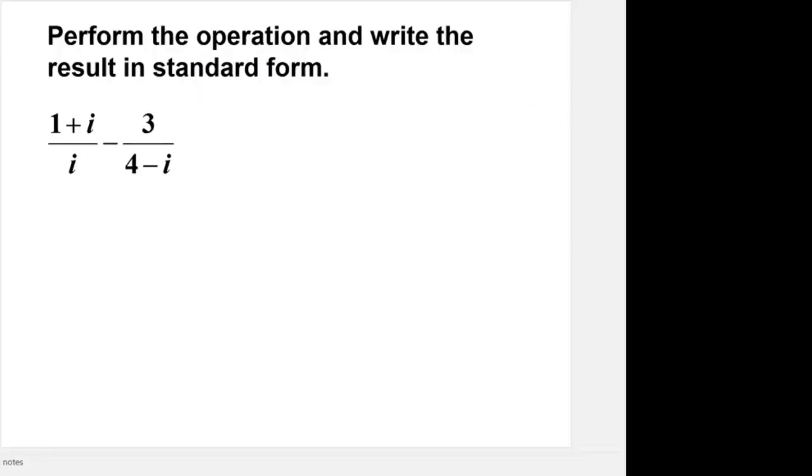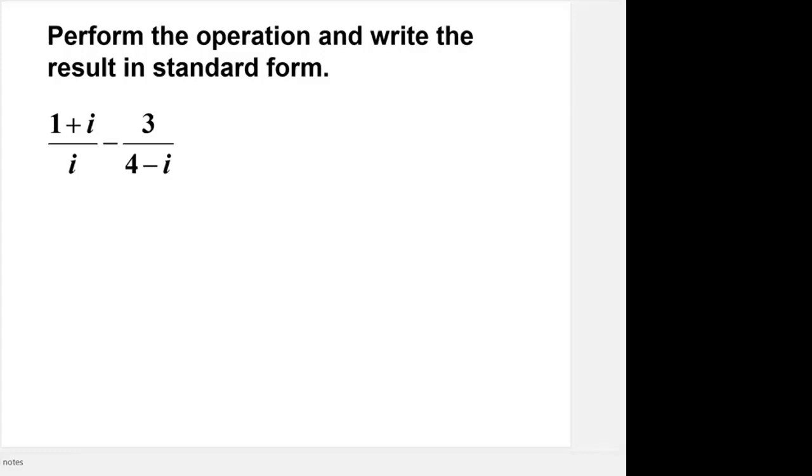I want to write this in standard form, which is a plus bi. Anytime you see standard form for complex numbers, a plus bi, the easiest thing to do is find a common denominator. Or we can turn these both into standard form and then just add the numbers together. If I turn 1 plus i over i into standard form a plus bi, then it's going to be easy to add it to another a plus bi.